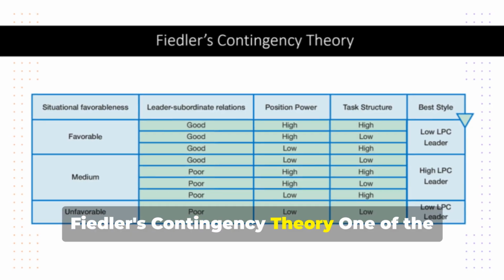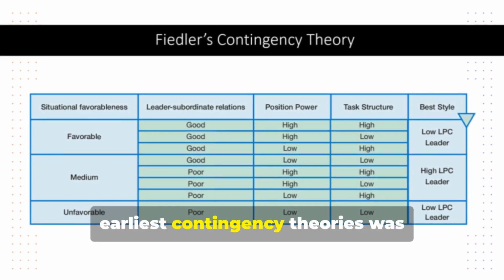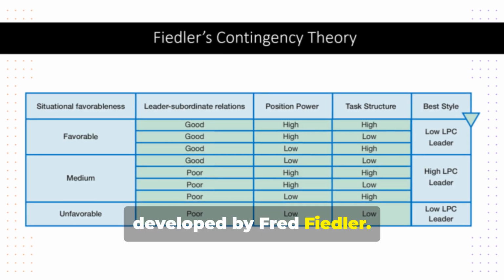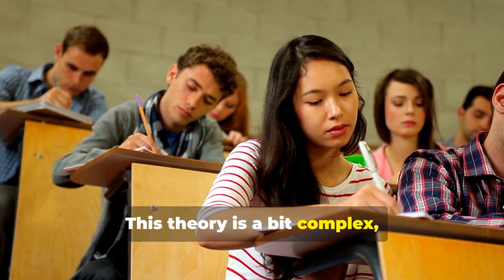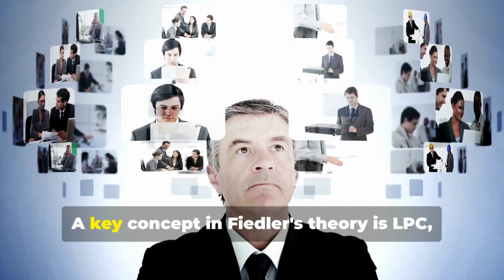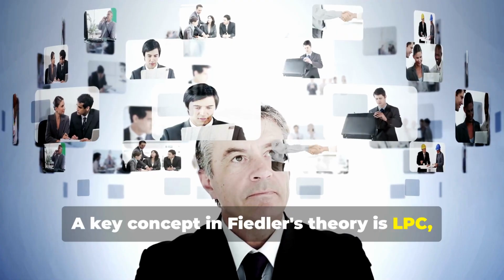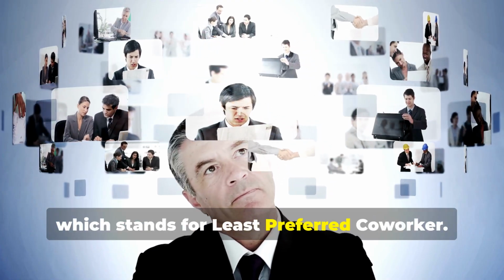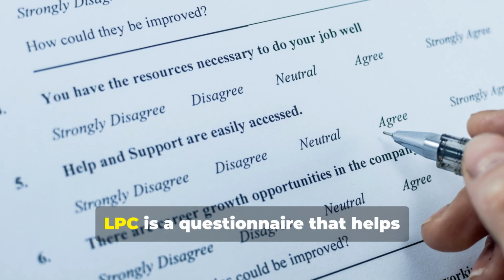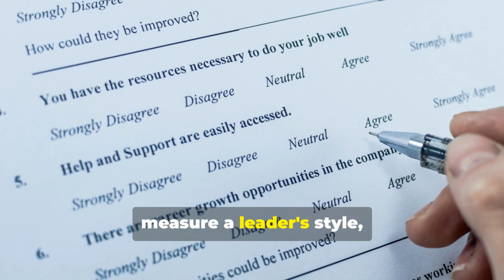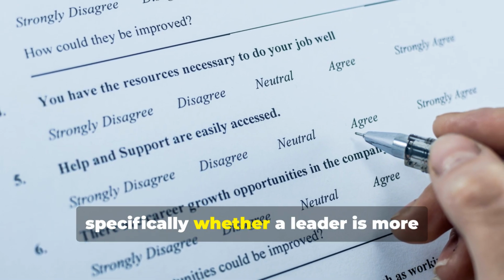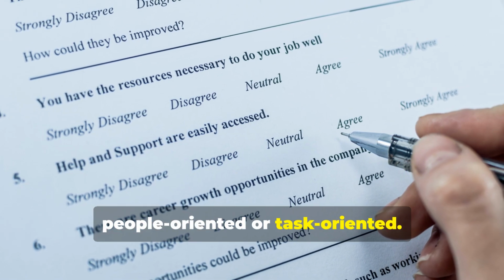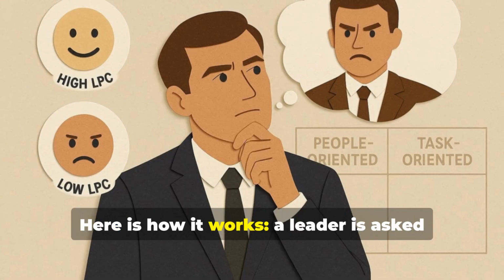Fiedler's contingency theory. One of the earliest contingency theories was developed by Fred Fiedler. This theory is a bit complex, so pay close attention. A key concept in Fiedler's theory is LPC, which stands for Least Preferred Coworker. LPC is a questionnaire that helps measure a leader's style, specifically whether a leader is more people-oriented or task-oriented. Here is how it works.